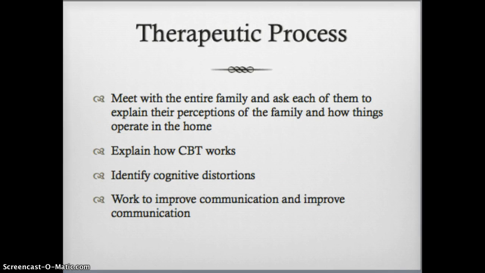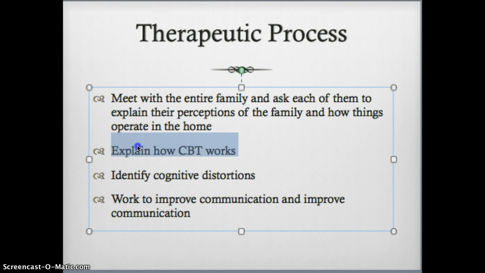Oftentimes you'll meet with everyone in the family and then ask each of them how they view whatever the problem is or how the family is operating in general. And so that looks like, as opposed to other approaches of family counseling, a lot like the counselor interviewing each of the family members one-on-one. They talk back and forth to the counselor rather than turning and talking to each other while the counselor is present.